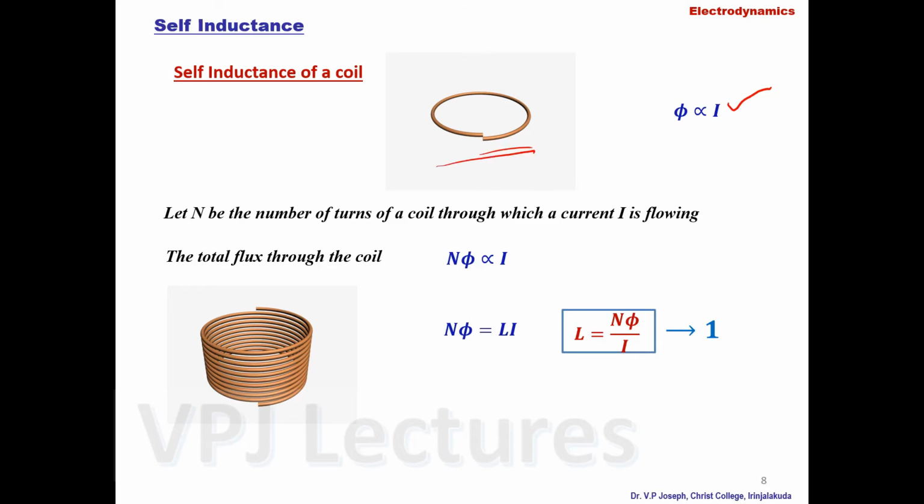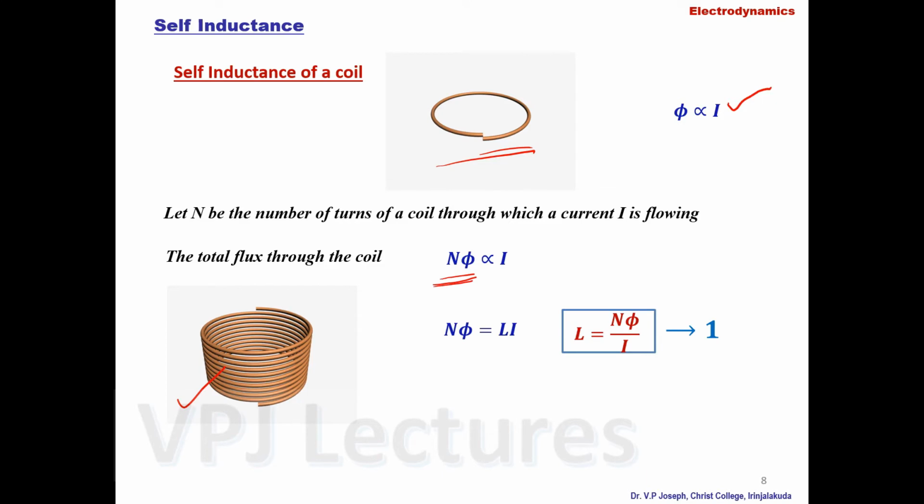Now let N be the number of turns on a coil through which a current I is flowing. We are simply changing the coil into a coil of N turns. In that case, the flux linkage is N phi. For a single turn it is phi, so here we have N turns, and N phi is the total flux.